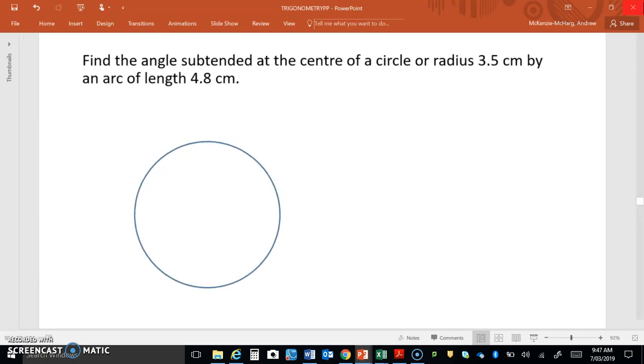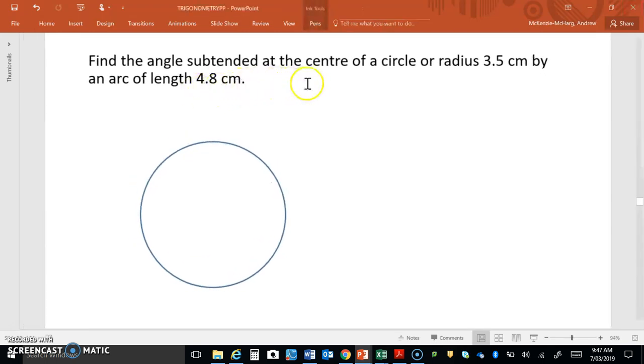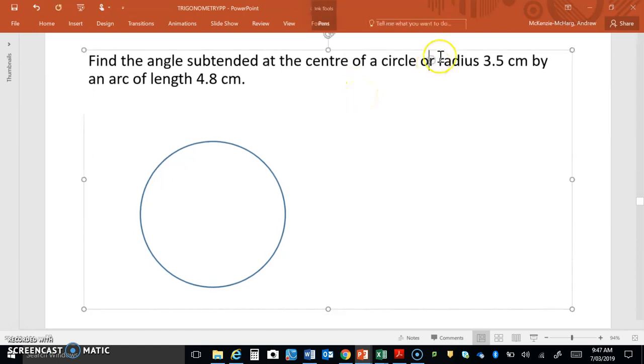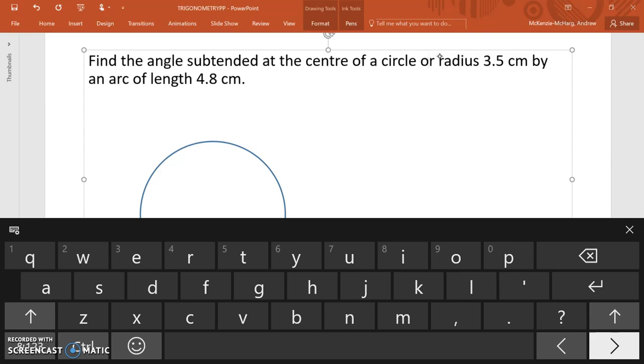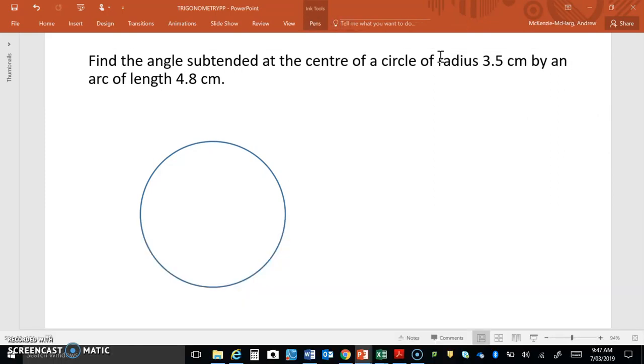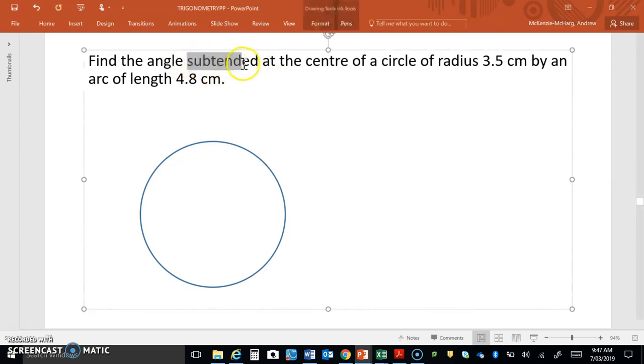So, to start with, we're asked to find the angle subtended at the centre of a circle. It should say of radius, we'll just fix that, 3.5 centimetres by an arc length of 4.8 centimetres. It's going to be difficult to interpret what this means. The word subtended is kind of like the angle that's traced out, right? That's what that word means, the angle traced out.